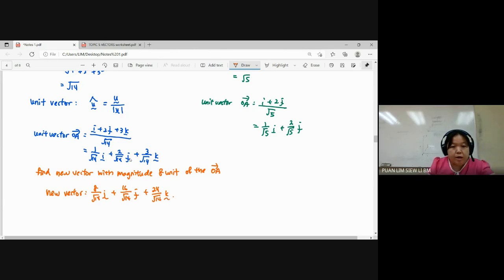Ataupun kita boleh, ataupun in opposite direction. In opposite direction. So OA daripada sini keluar ke depan. So in opposite direction maksudnya sini pulang, kita balik direction. So dalam vector, kalau in opposite direction, kita akan masukkan negatif. Kita akan darab negatif. In opposite direction, kita akan dapat vector, nilai vector begini, negatif 8 per square root 14i. Then negative 16 per square root 14j. Then negative 24 per square root 14k.